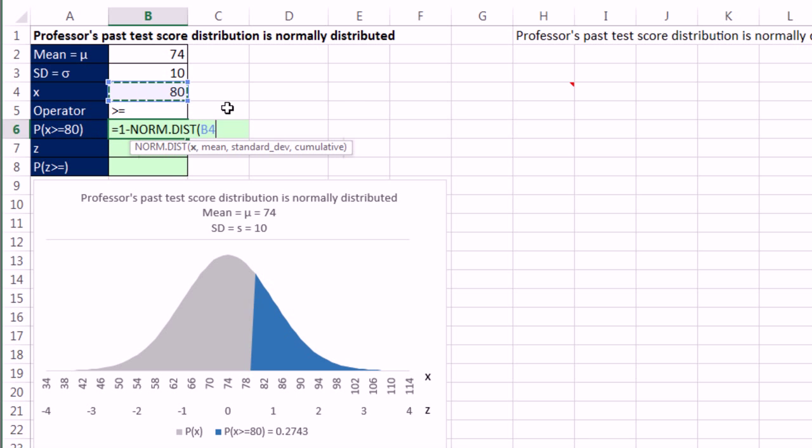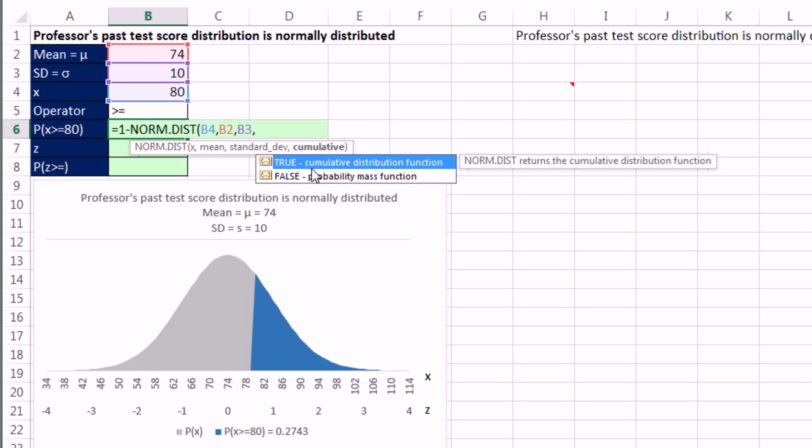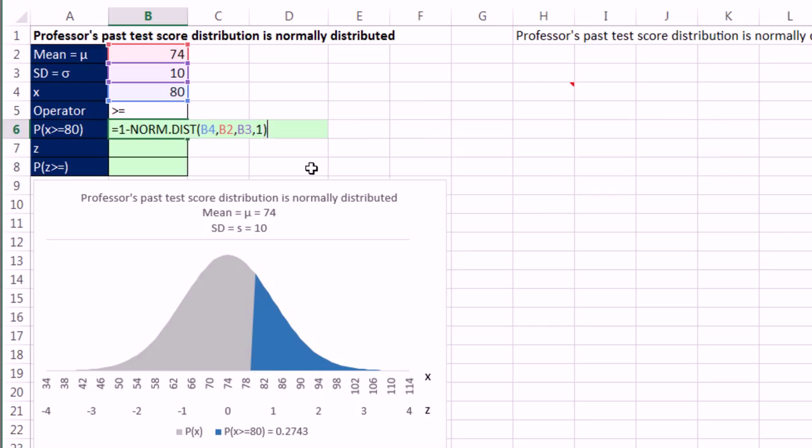NORM.DIST. There's the x. There's the mean. There's the standard deviation. Comma 1 for cumulative. Control Enter. That's the probability. About 27% chance that I could get 80 or above. Now our z equals, I'm getting my particular x minus the mu, close parentheses, divided by my standard deviation.